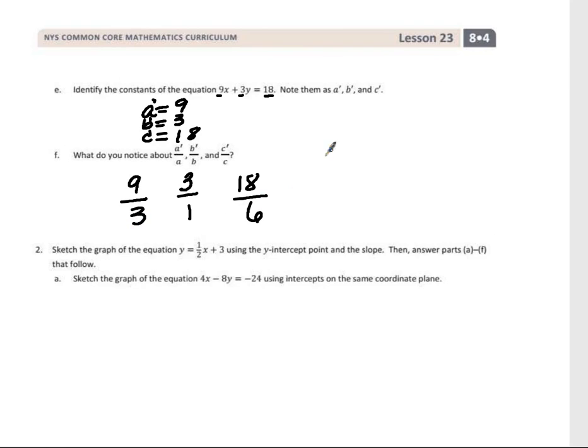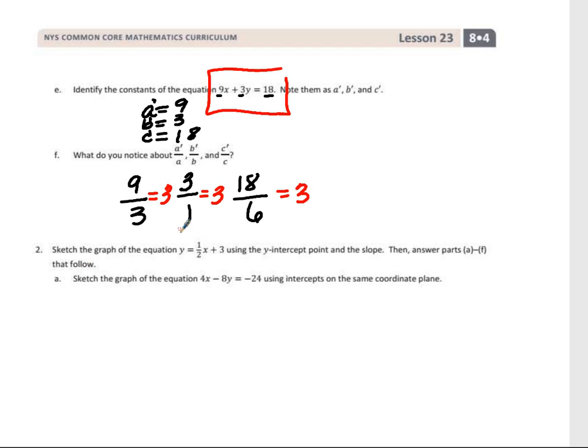Now I'm going to take a look at these. What is 9 over 3 the same as? Yeah, just 3. 3 over 1 is 3. And 18 over 6 is also 3. So we see that those equations were the same. This standard form was actually just the whole thing multiplied by 3.